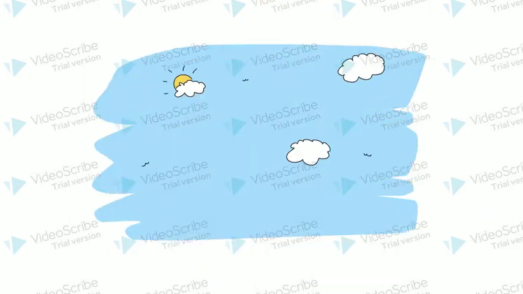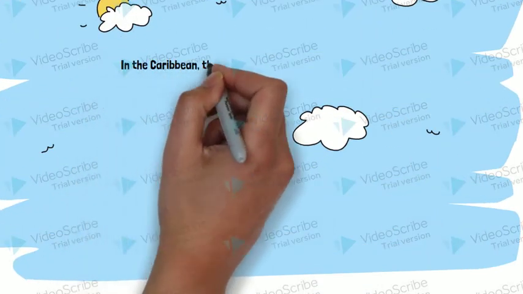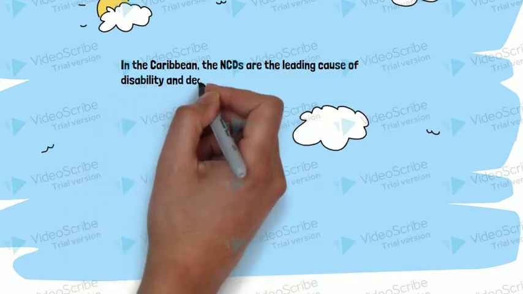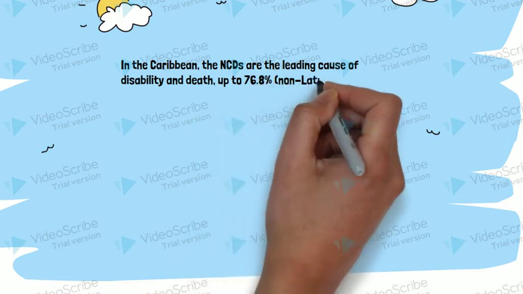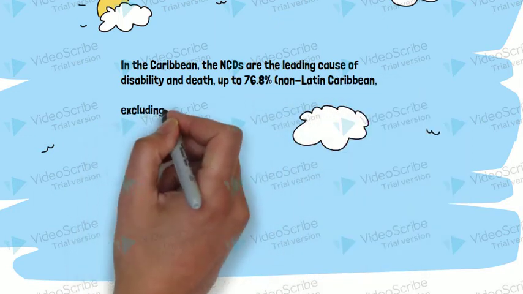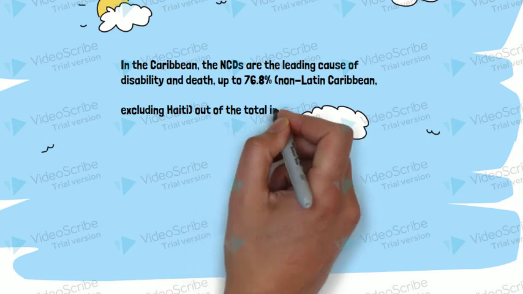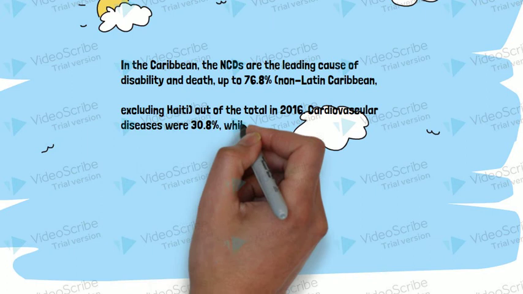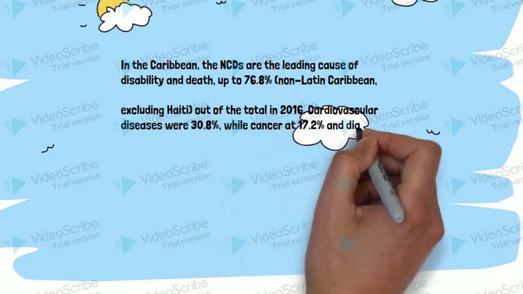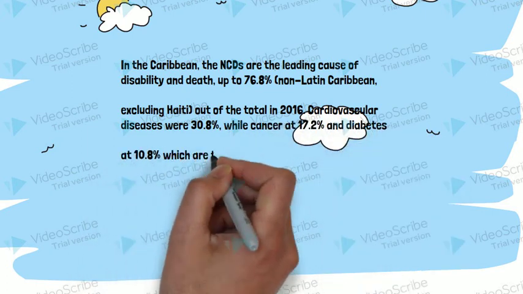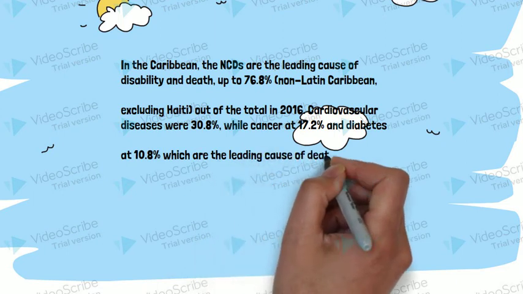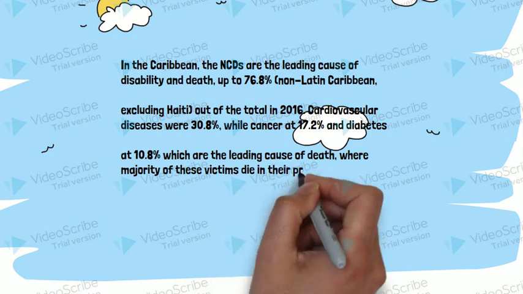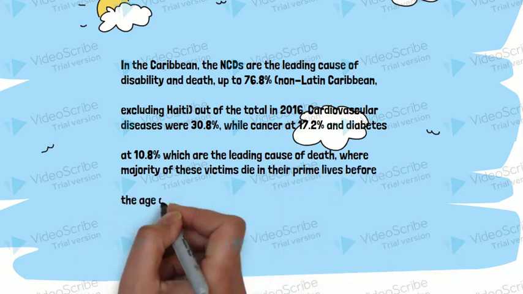In the Caribbean, the NCDs are the leading cause of death and disability. That's up to 76.8% of the total in 2016. Cardiovascular diseases were 30.8%, while cancer was at 17.2%, and diabetes at 10.8%, which are also known as leading causes of death, where the majority of these victims die in their primes before the age of 70 years.